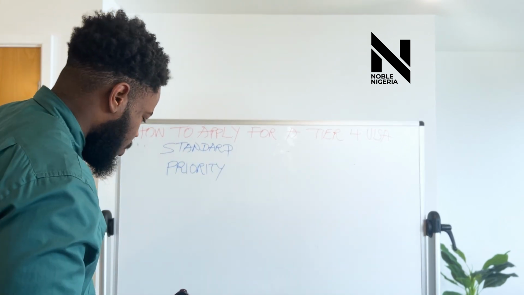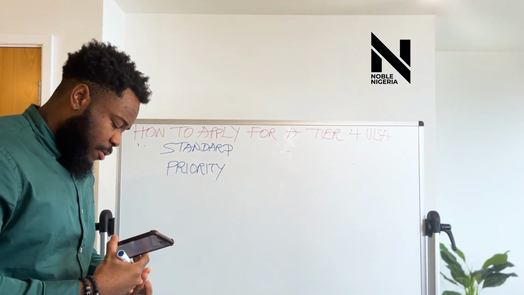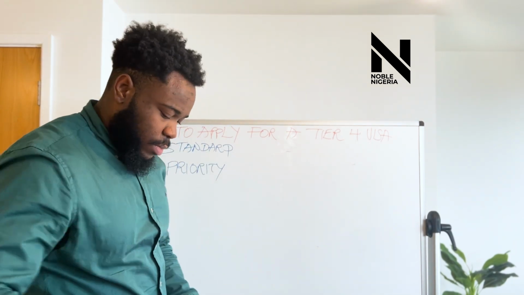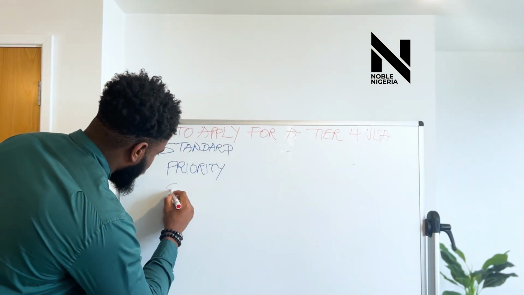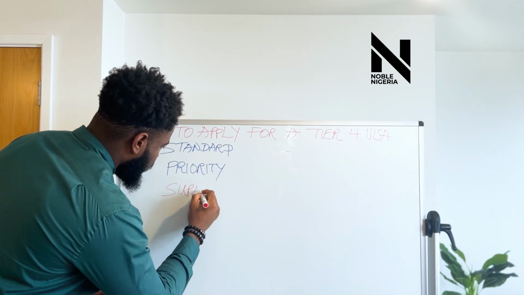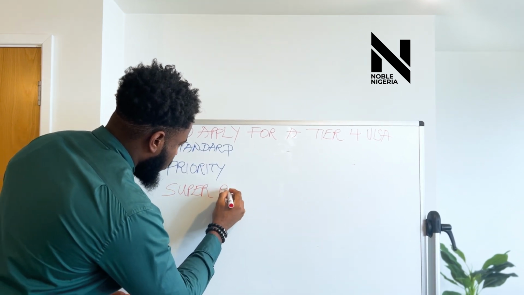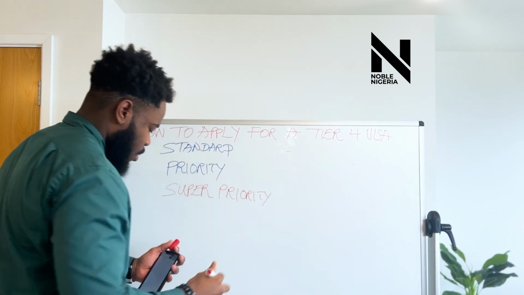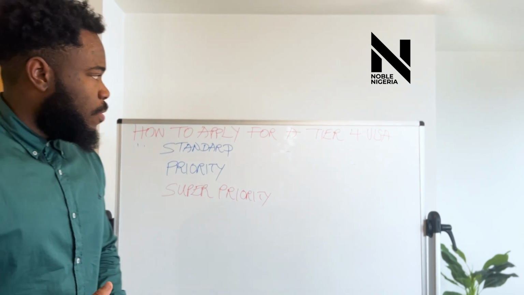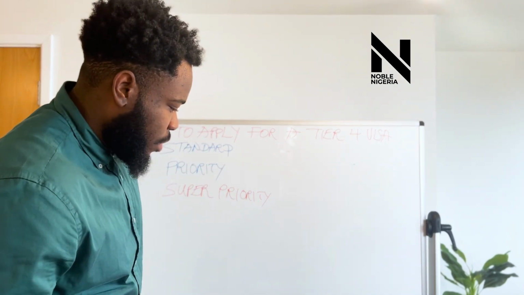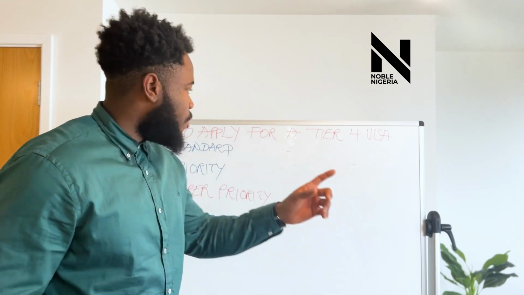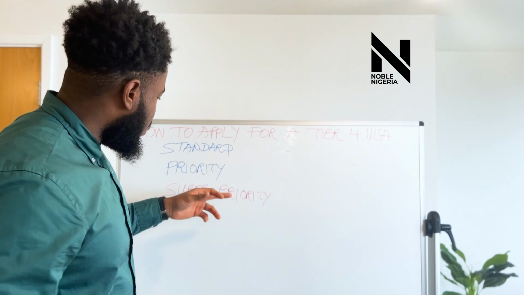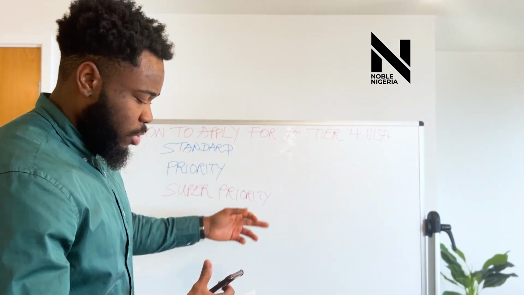And then you have your, for this one, I wanna use the red marker, because I think it's important. You have your super priority. Right? So for your standard application, again, for the visa, when applying for your tier 4 visa, there are three different kinds of application you can make. You can make a standard, you can make a priority, you can make a super priority.